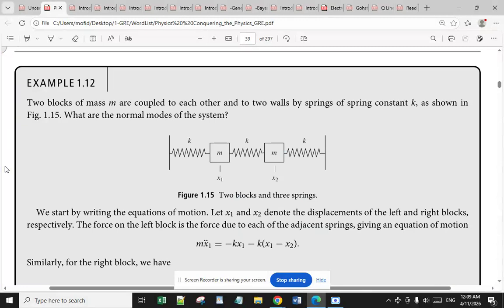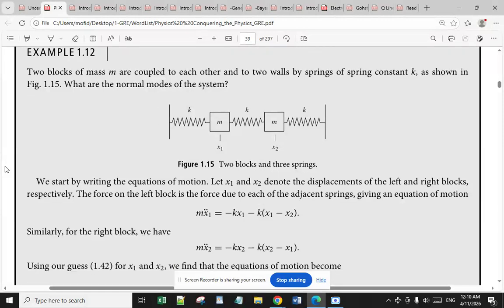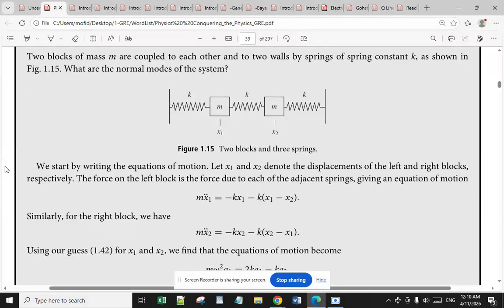Now I want to go to example 1.12. Two blocks of mass m are coupled to each other and to two walls by springs of spring constant k, as shown in figure 1.15. What are the normal modes of the system? You see in figure 1.15 two blocks and three springs, each with spring constant k. We start by writing the equations of motion. Let x1, x2 denote the displacement of the left and right blocks respectively.